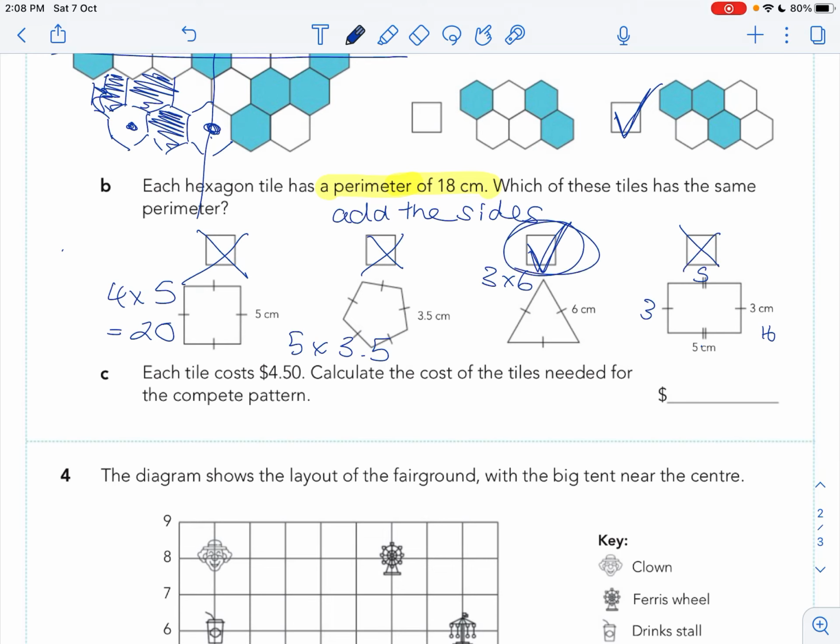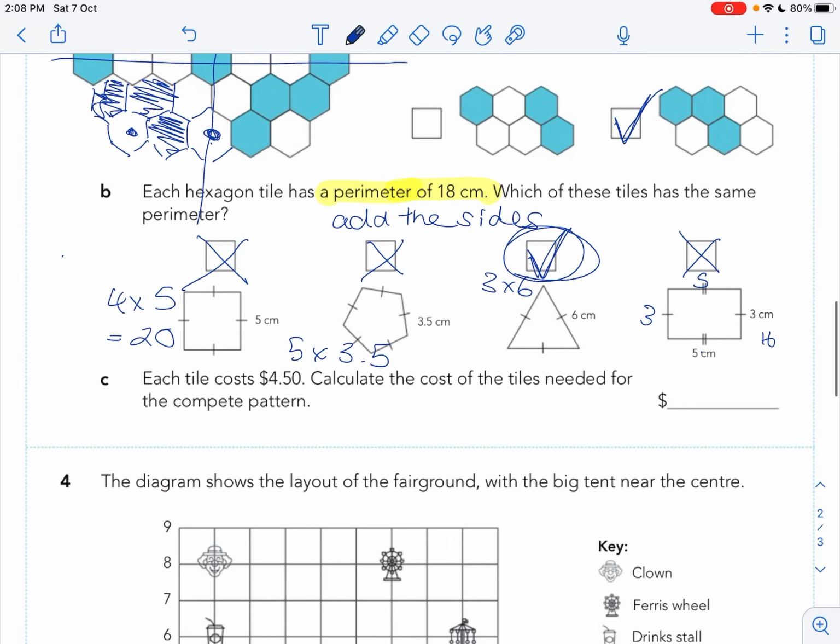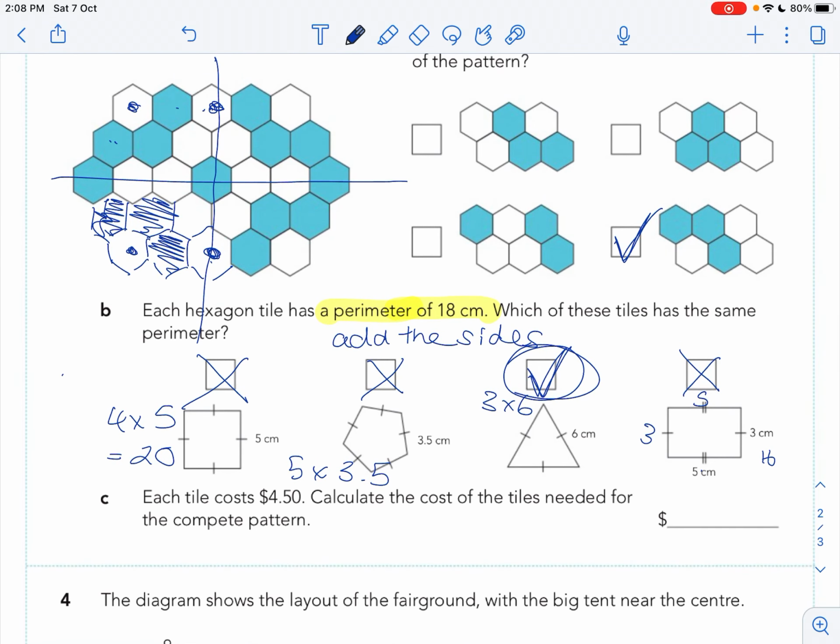Each tile costs $4.50. Calculate the cost of the tiles. Okay, so we need to add up the number of tiles. The top row here has 5, the second row has 6, the third row has 7, this one has 6, and this one has 5. So if we add up all of those, 11, 18, 24, 29. And then we times that by $4.50. And that equals $130.50.